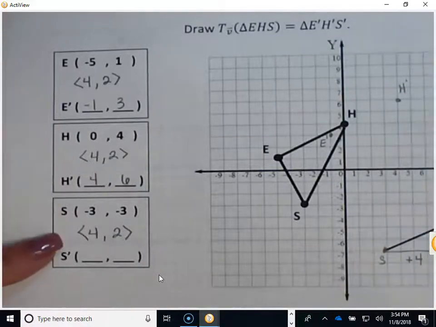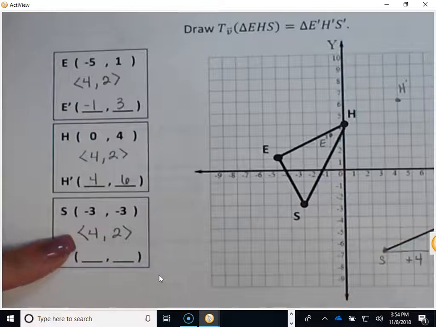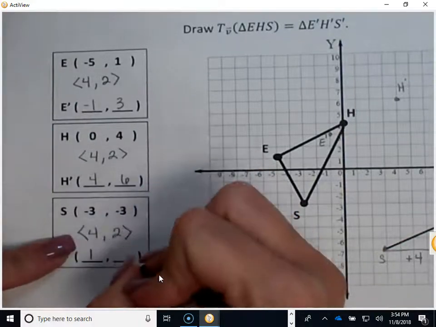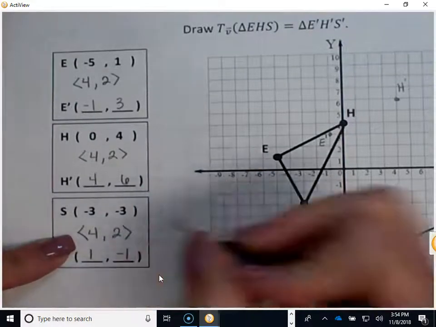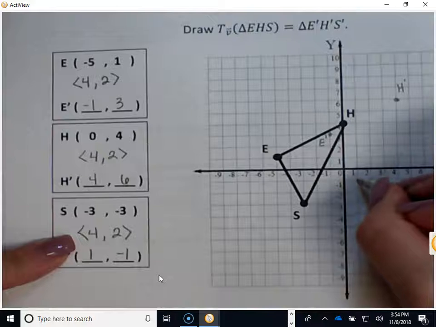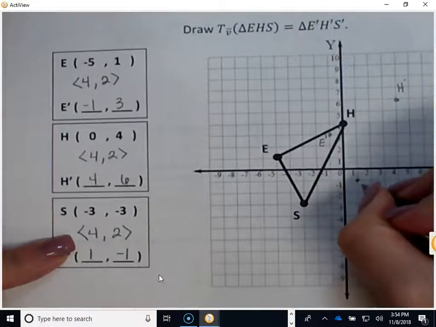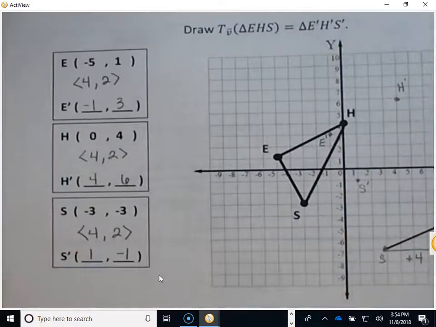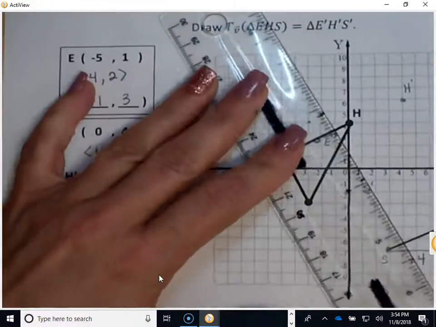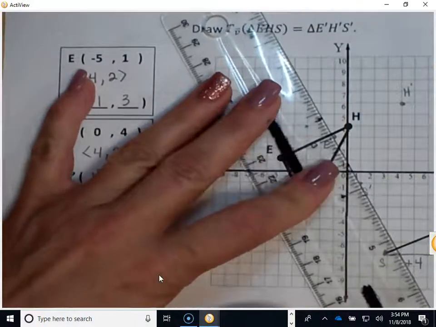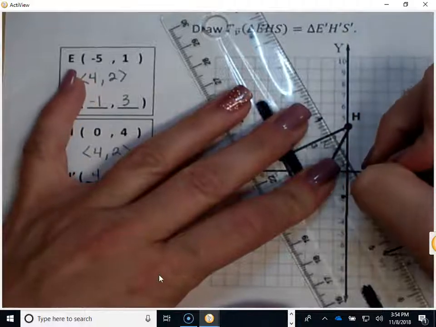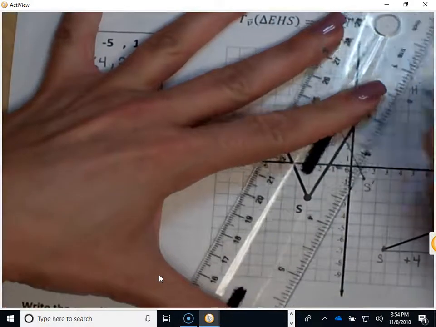And then last but not least, negative 3 plus 4 gives me positive 1. Negative 3 plus 2 gives me negative 1. So at the point positive 1, negative 1 is my S prime. From there, you want to connect all 3 points and then highlight your image so that we know that's our image and the other one is our pre-image.